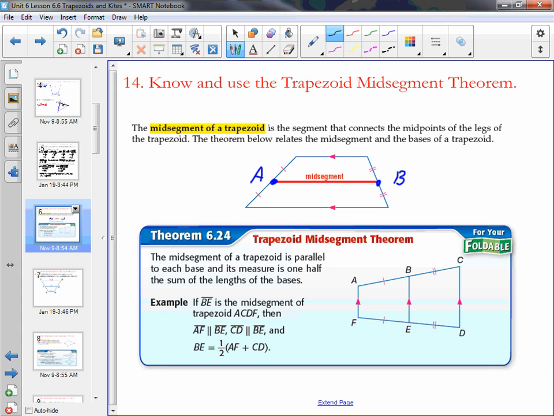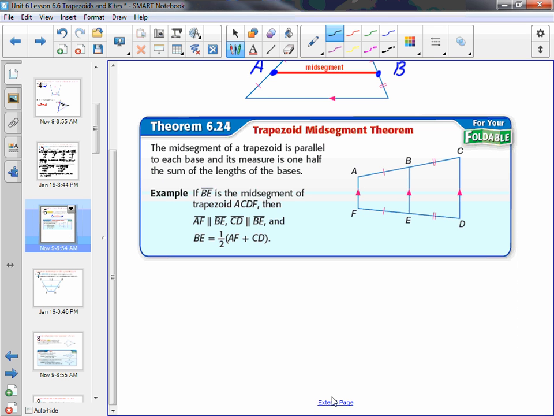Okay? Now, we have a trapezoid mid-segment theorem. The mid-segment of a trapezoid is parallel to each base. Okay, so the mid-segment's parallel to the bases. And its measure, its length, is 1/2 the sum of the lengths of the bases.